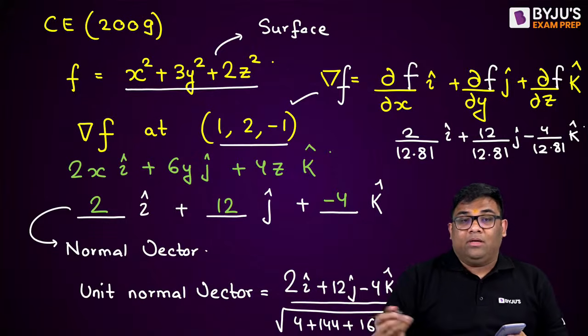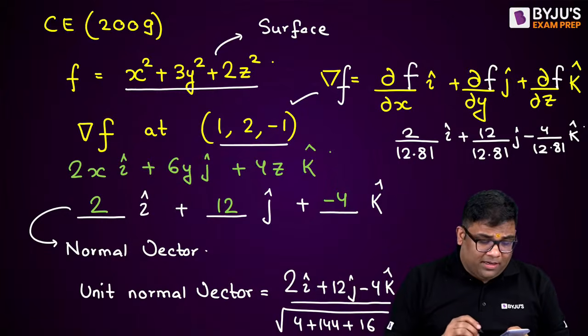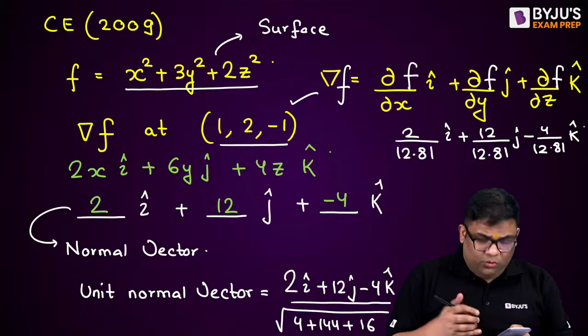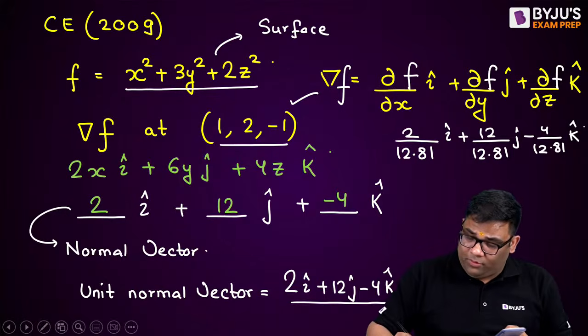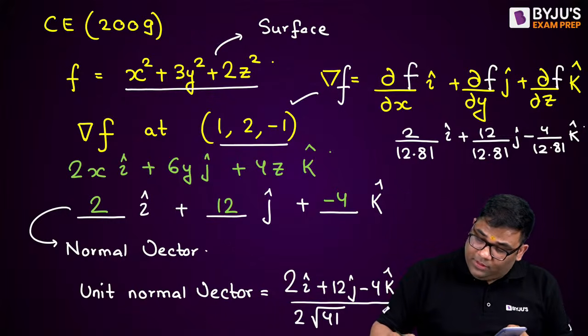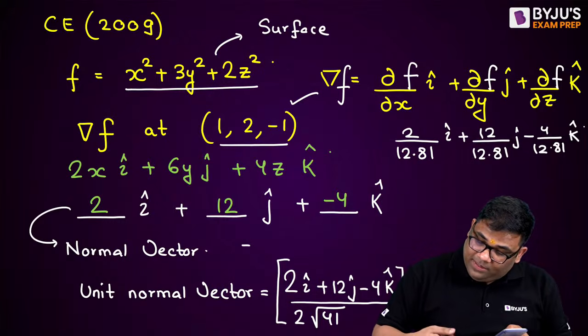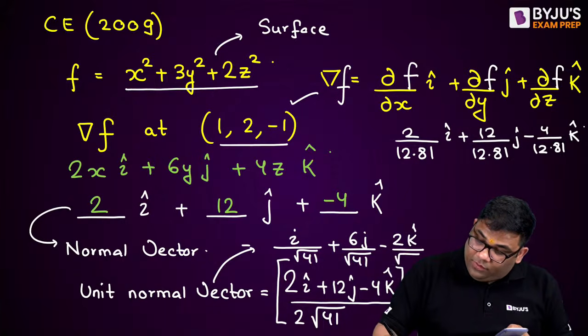They will give you options, don't worry. Either they might write in this format, or root under 164 is actually coming 2 root 41. Sorry, hiccup came because I have not taken water for a long time. So root under 164 is 2 root 41, so in this format also they can put. Or they might write this as i cap by root 41 plus 6j cap by root 41, and minus 2k cap by root 41.